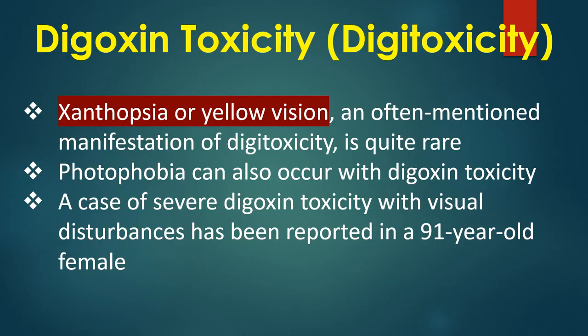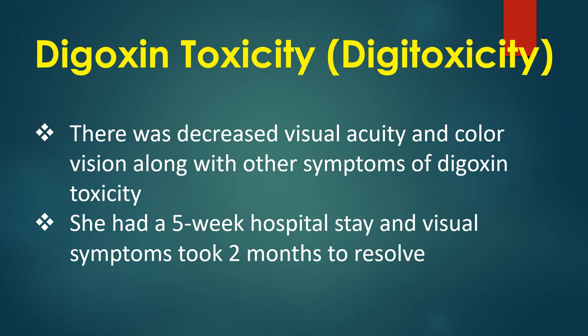A case of severe digoxin toxicity with visual disturbances has been reported recently in a 91-year-old female. There was decreased visual acuity and color vision along with other symptoms of digoxin toxicity. She had a 5-week hospital stay and visual symptoms took 2 months to resolve.